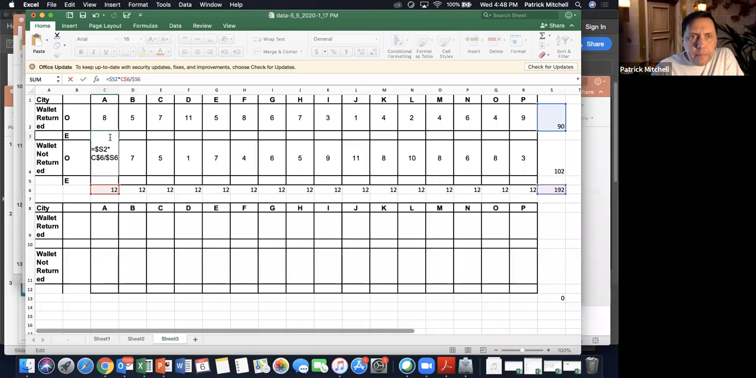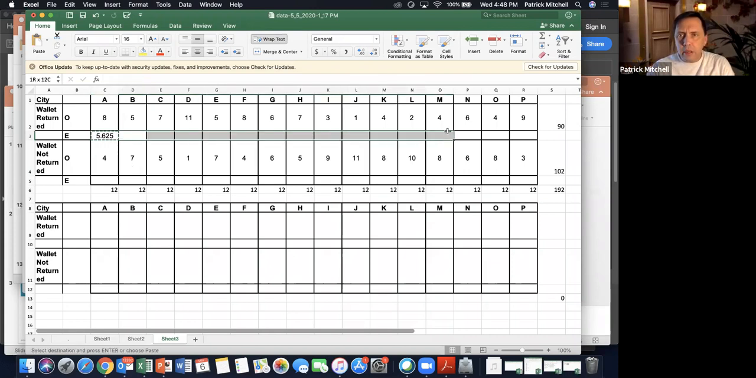Row 6, I said it right the first time. So S is a column and 6 is a row. Let's see, I think this will copy and paste correctly. Copy it, whoops, don't want to copy it up there. Okay, so notice they're all 5.625, and I think I can help you understand this a little better.